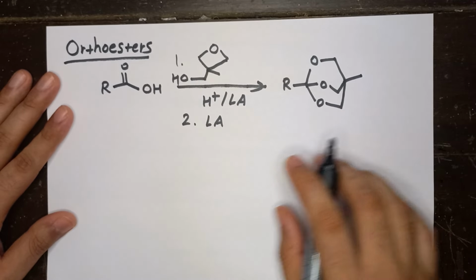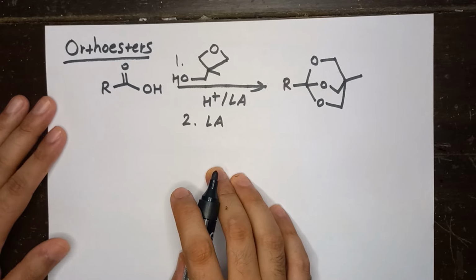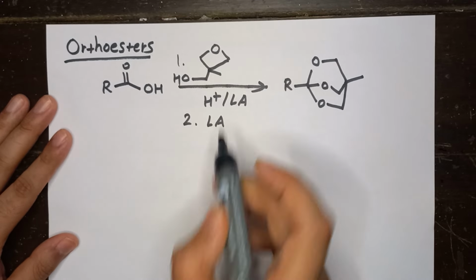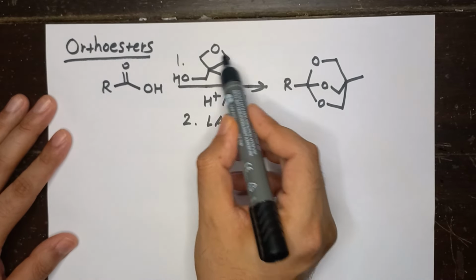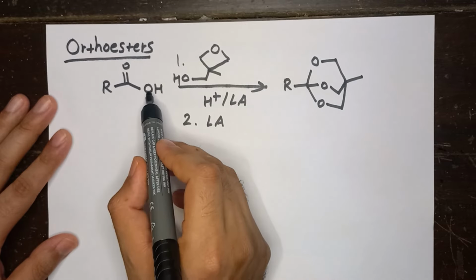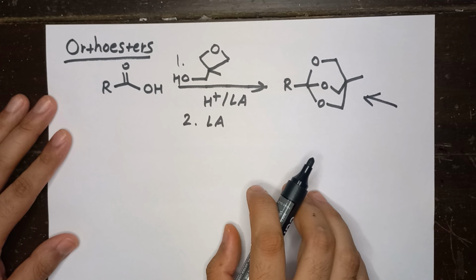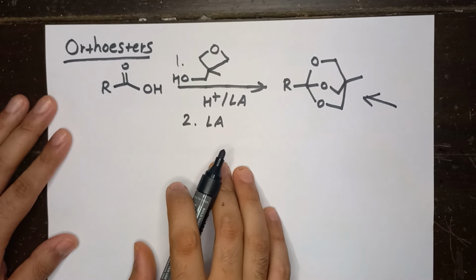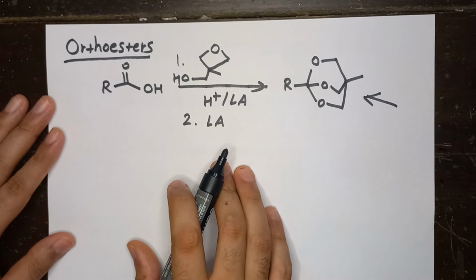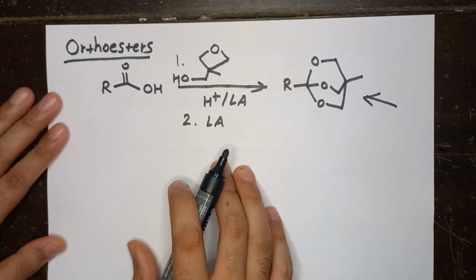So this is the product. You have this particular reagent in acidic media in the presence of carboxylic acid, and you are generating this particular orthoester. So pause the video and predict the mechanism. So let's begin.